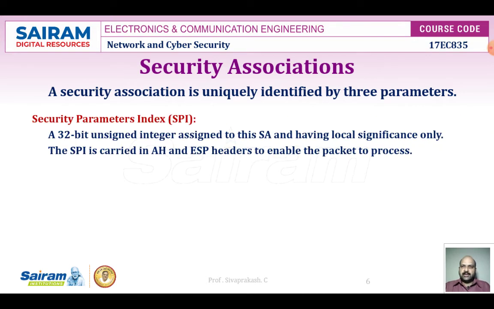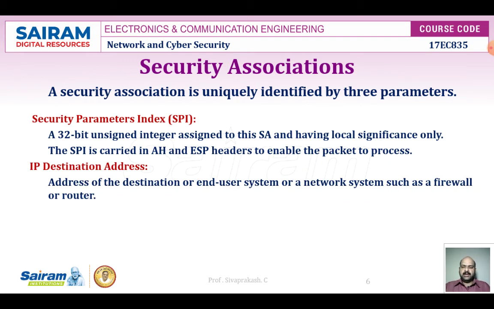The security parameter index, SPI, is a 32-bit unsigned integer assigned to this security association and having local significance only. The SPI is carried in the authentication header and encapsulating security payload header to enable the receiving system to select the security association under which a received packet will be processed. The second parameter is the IP destination address.